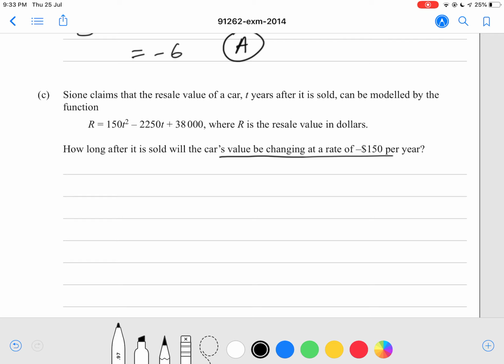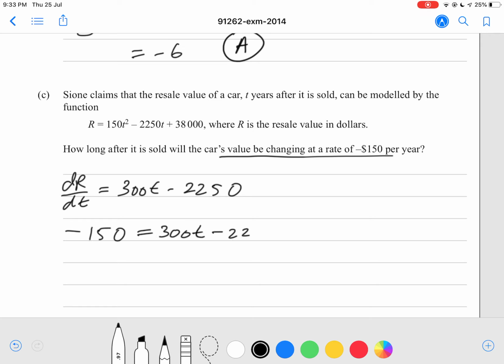First thing to do, once again, something to do with gradient, we're going to differentiate. So dr over dt equals 300t minus 2,250. So how long after it is sold will the gradient be negative 150? So substitute our gradient, negative 150. If we move the 2,250 to the other side, it will actually become 2,100 equals 300t. And therefore you should find that t should be equal to 7. And that's all you have to do. And t equals 7 here will get you a merit grade.